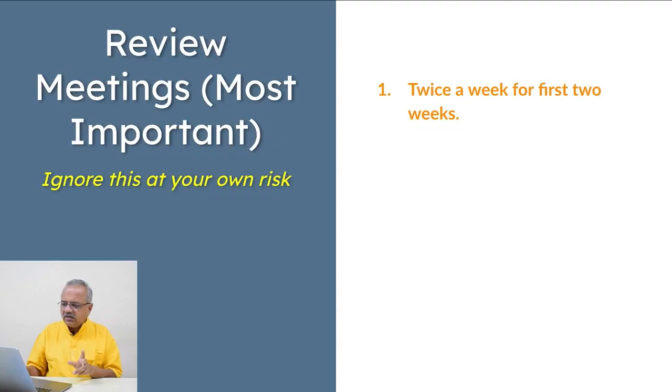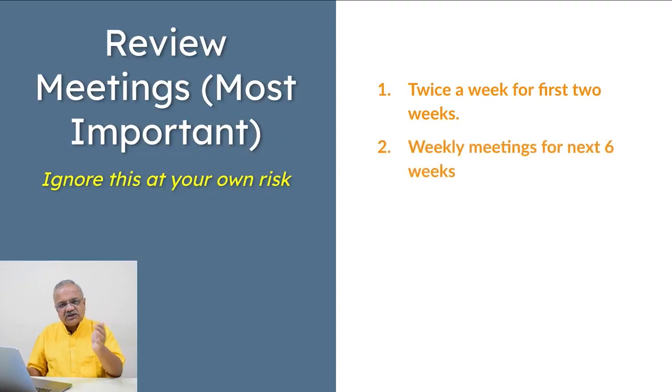Then that's fine. So, in those 2 weeks, twice a week, then for the next 6 weeks, have one meeting once a week. But make it a habit that you have review meetings and do open the sheet. Do not be lazy and forget to open the sheet. Then it will not work. I'm telling you, it will not work.